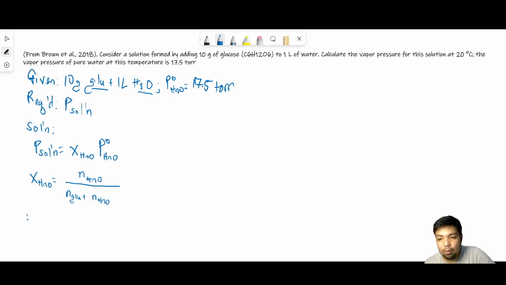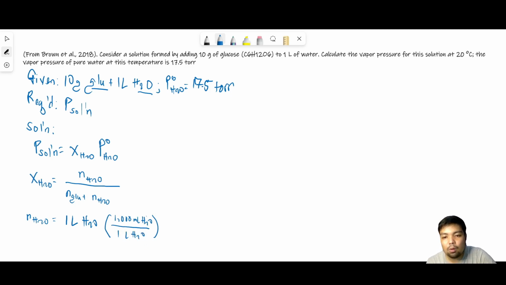So, the number of moles of your water. How do we get that? We get that from our volume of water. We know that we have 1 liter of water, so what we do first is convert this to milliliters. We know that 1 liter is equal to 1,000 milliliters. So that will be our conversion factor.